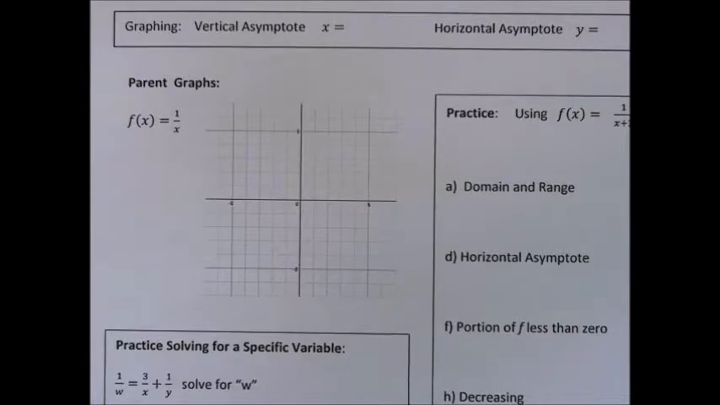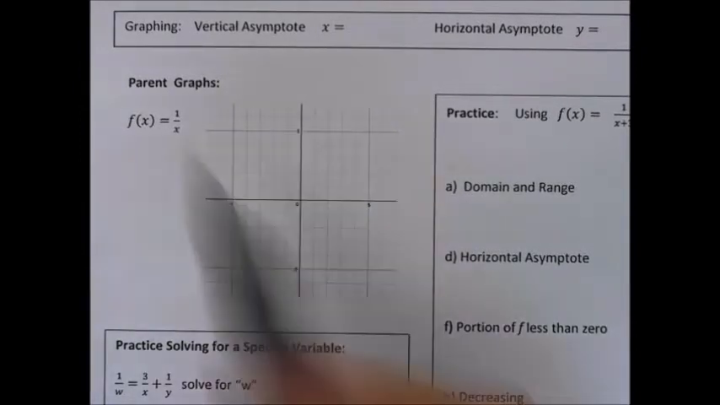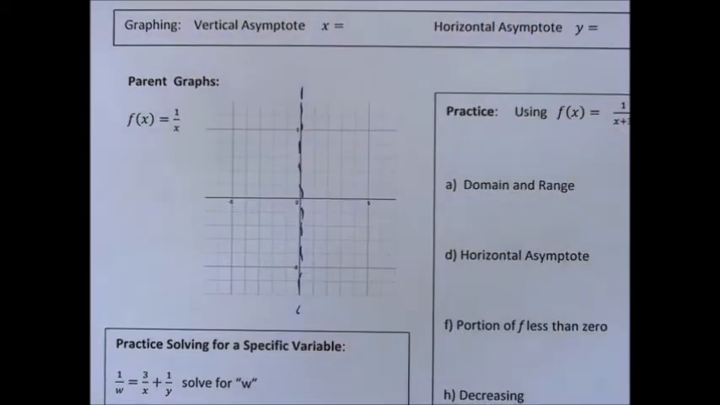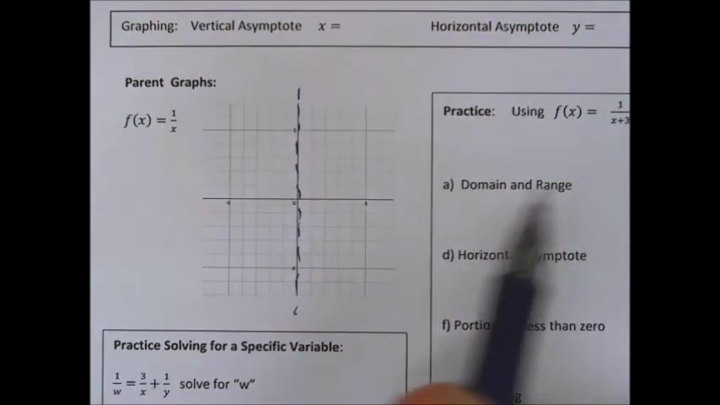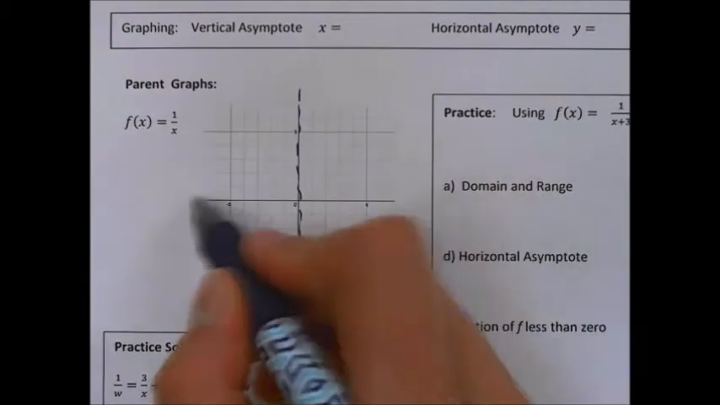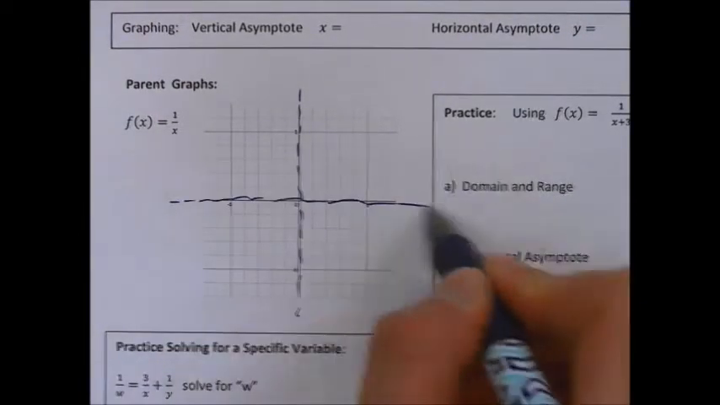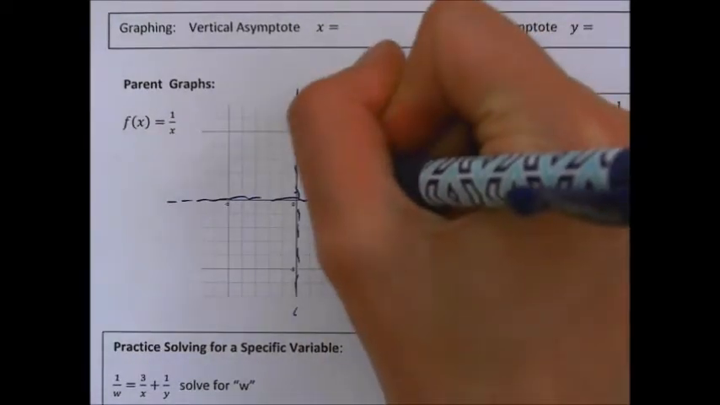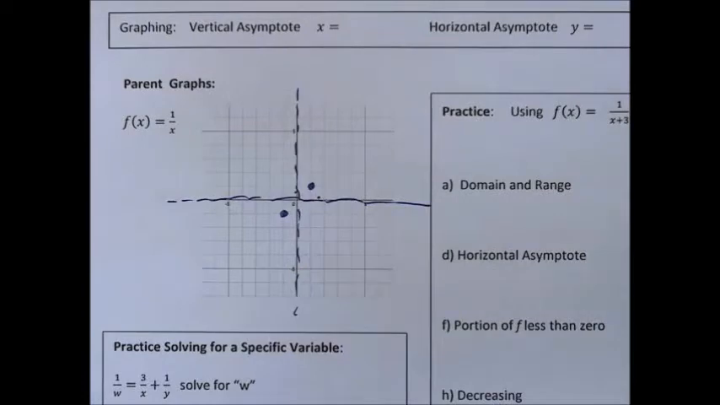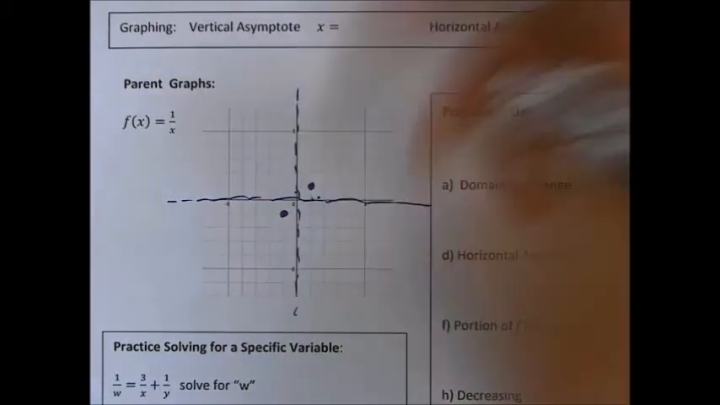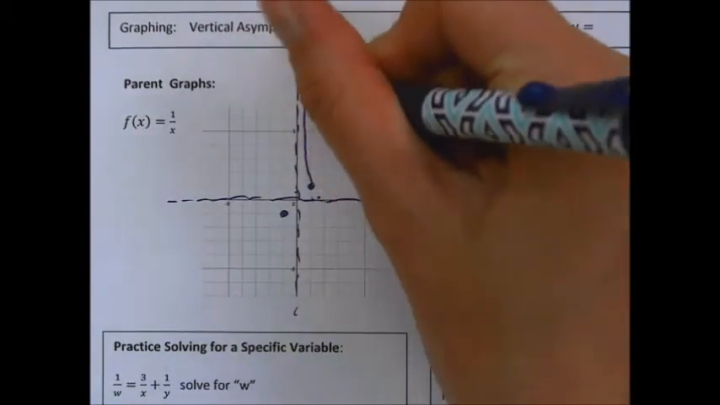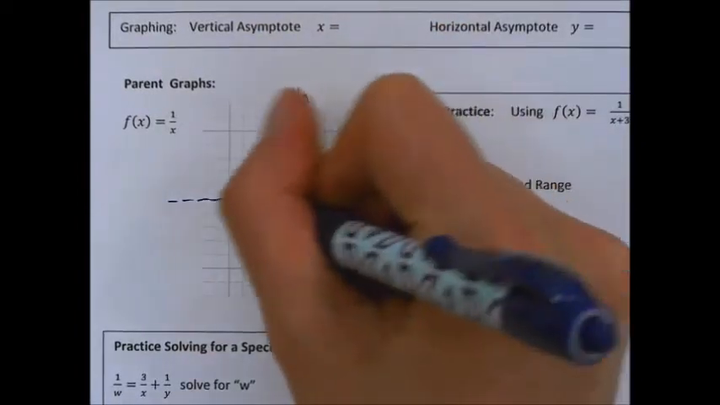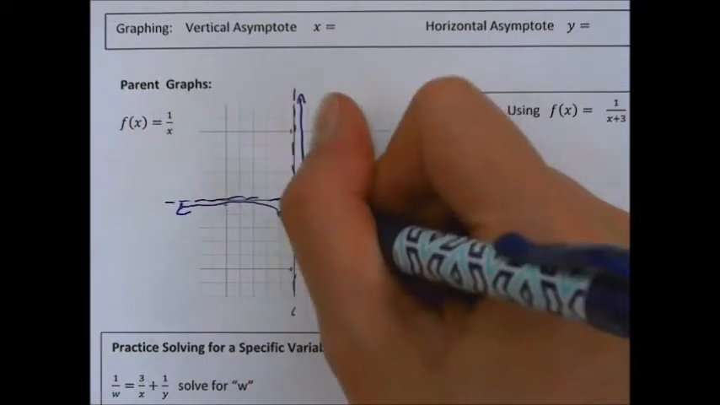Okay, let's go ahead and review our graphing. So let's first recall our parent graph. Our parent graph, we have our vertical asymptote, our horizontal asymptote, and we have no x-intercepts and no y-intercepts. We have a point that's one right, one up, and this hugs, and hugs. And again, this one hugs and hugs.